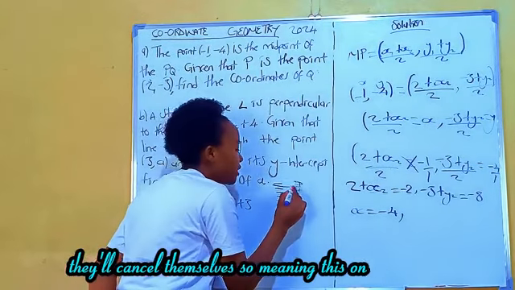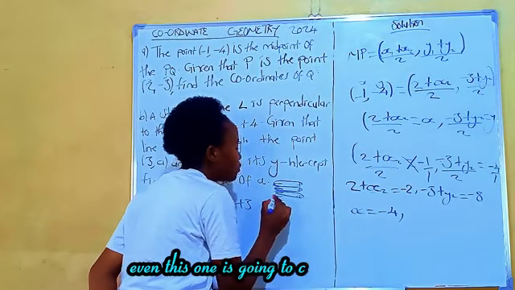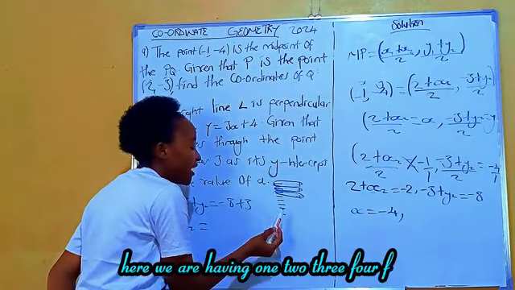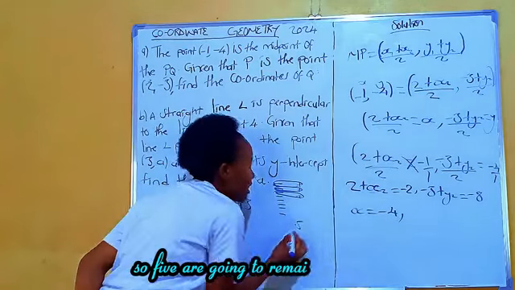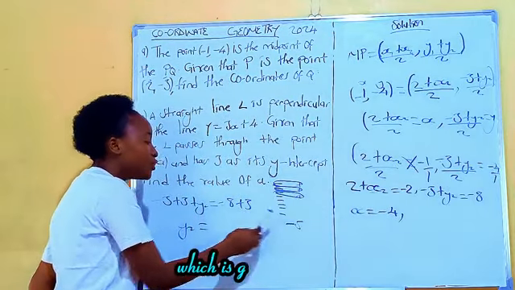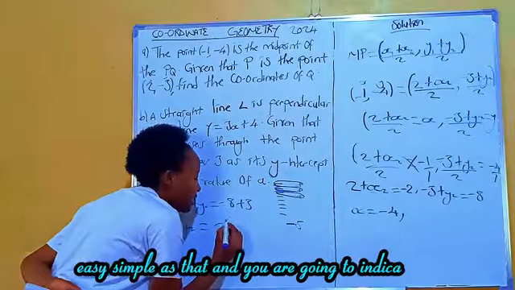So this one is going to cancel, this one is going to cancel, even this one is going to cancel. What remains here? We are having 1, 2, 3, 4, 5. So 5 are going to remain. What are these? Negatives. Hence, the answer is what remains, which is negative 5. Easy, simple as that, and you are going to indicate negative 5.